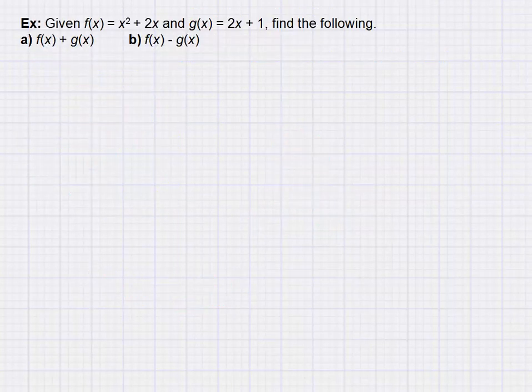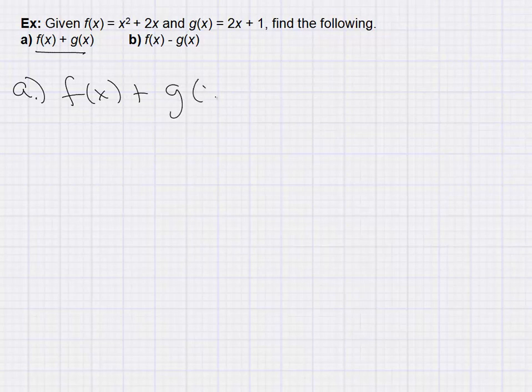So here's two functions, very basic polynomial algebraic functions. F of x equals x squared plus 2x. G of x equals 2x plus 1. So find the following. F of x plus g of x. All right, so let's do this first one. F of x plus g of x.